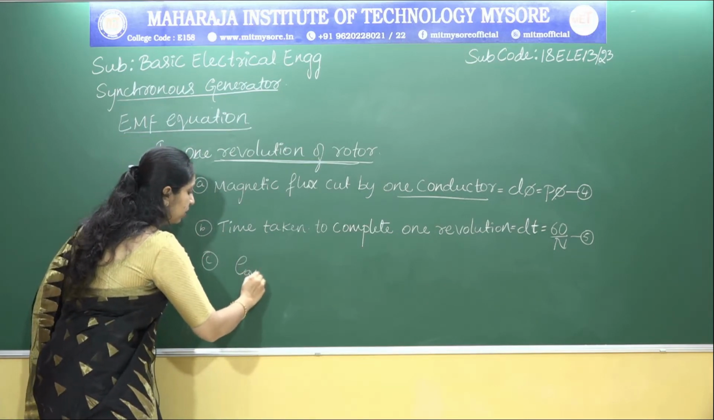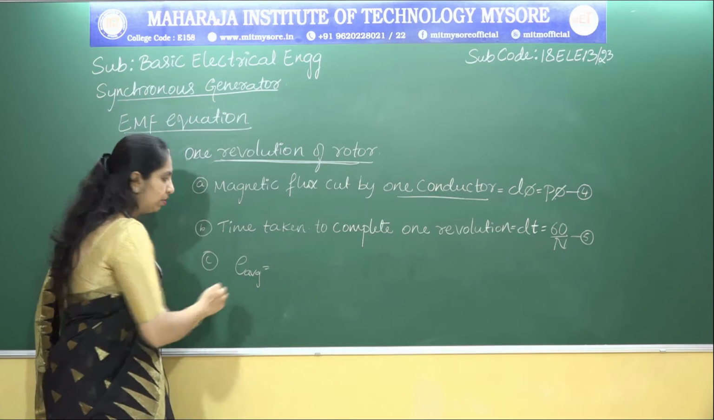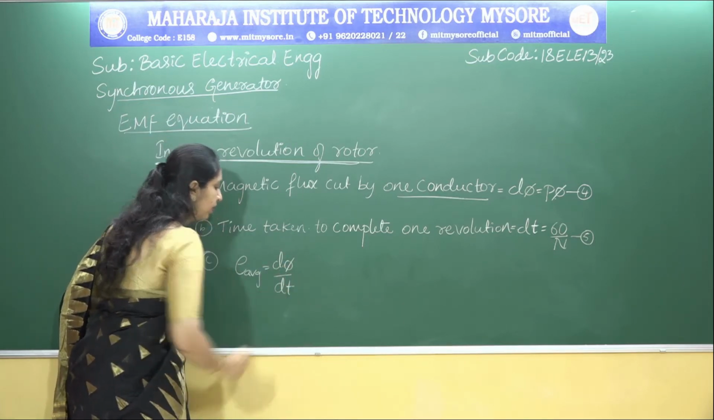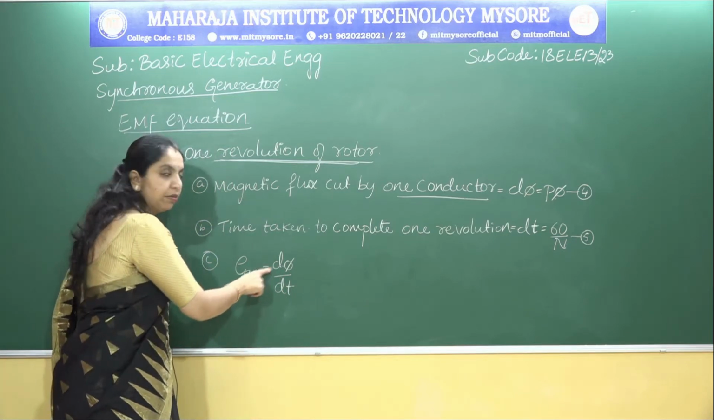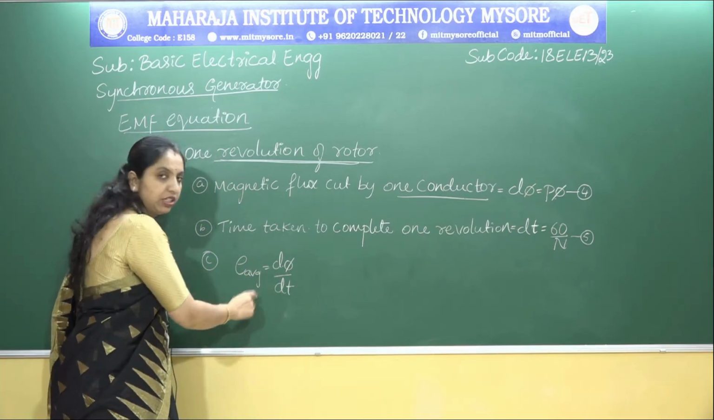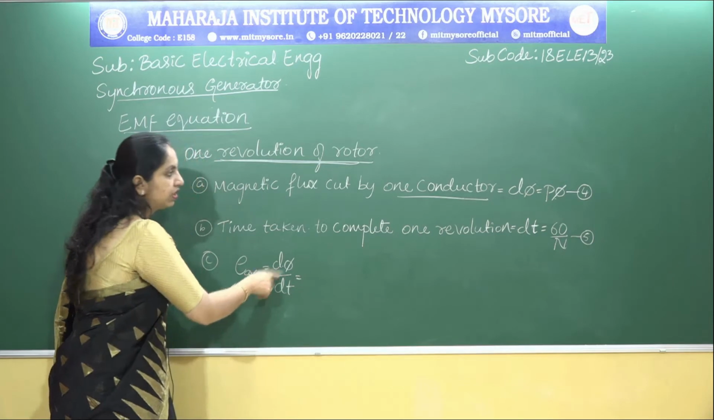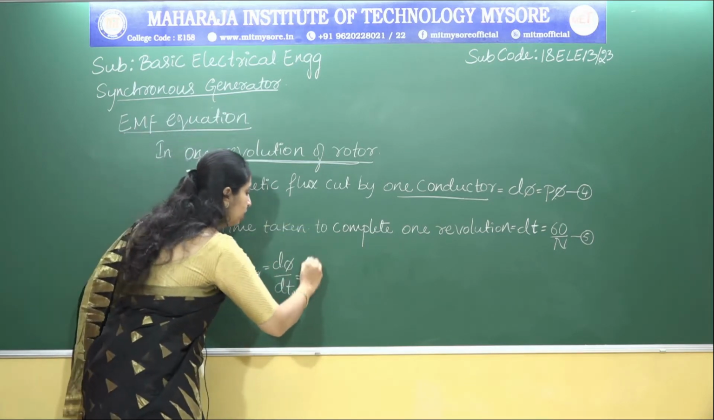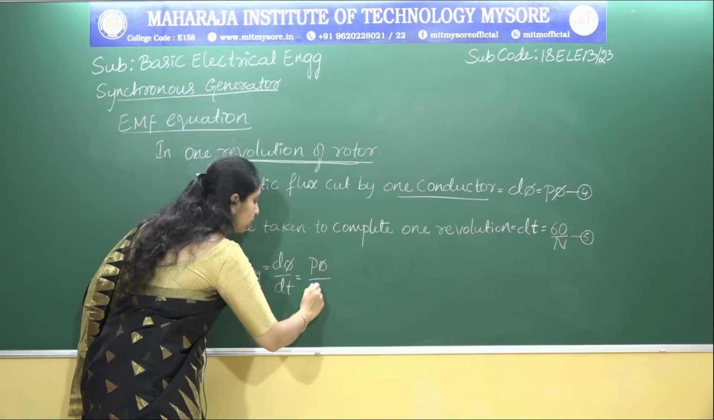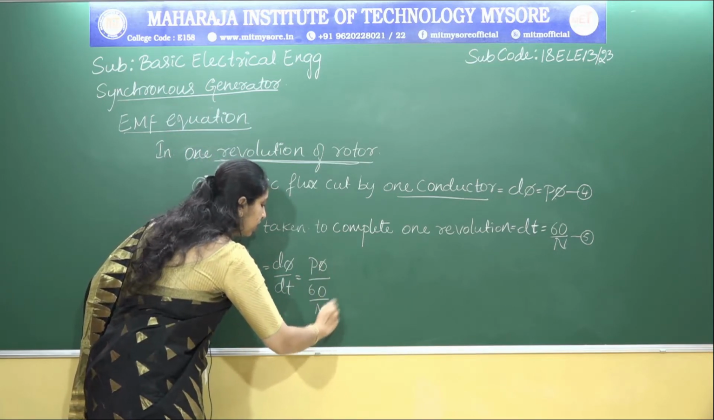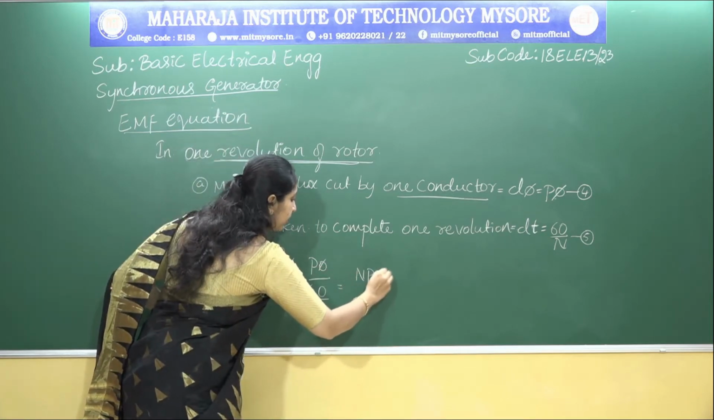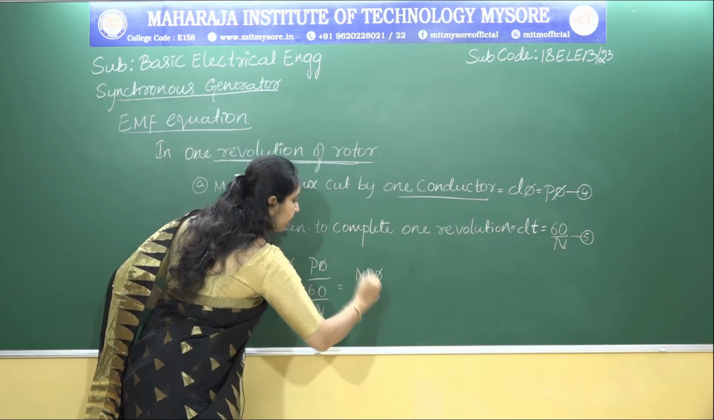We know that the average induced EMF can be defined as d phi by dt, isn't it? The change in magnetic flux with respect to the change in time. So what is d phi? Let us substitute equations 4 and 5 in this equation. d phi is equal to P phi and dt is equal to 60 divided by n. Further, this equation can be written as nP phi divided by 60.